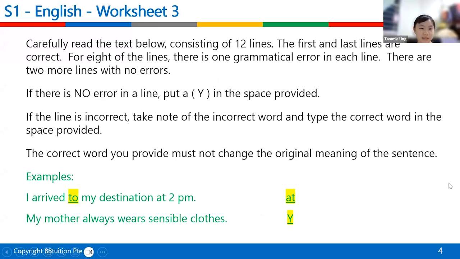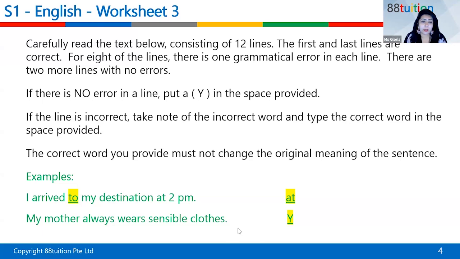Carefully read the text below consisting of 12 lines. The first and last lines are correct. In the 8 other lines, there is one grammatical error in each line. There are 2 more lines with no errors. If there is no error in a line, put a Y in the space provided. If the line is incorrect, take note of the incorrect word and type the correct word in the space provided. The correct word you provide must not change the original meaning of the sentence.